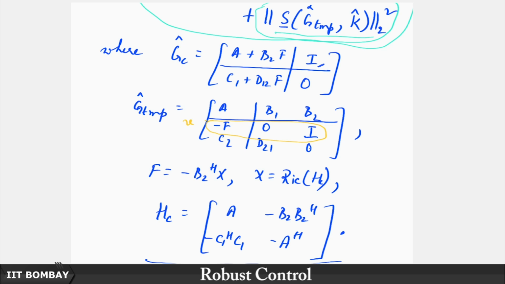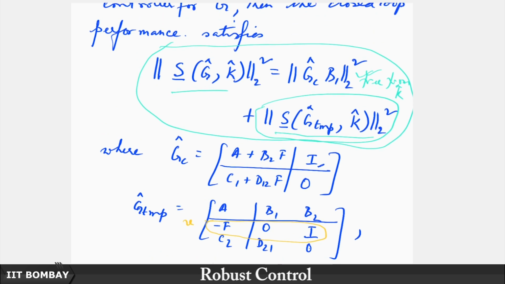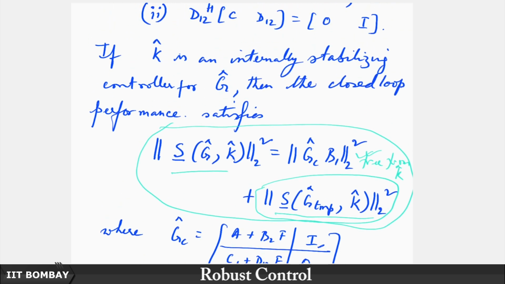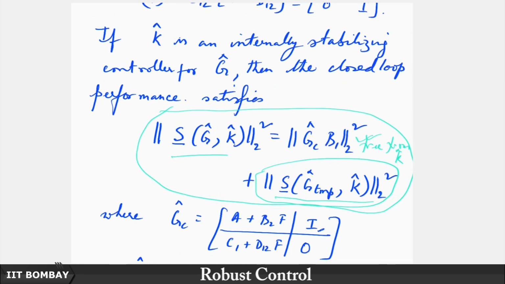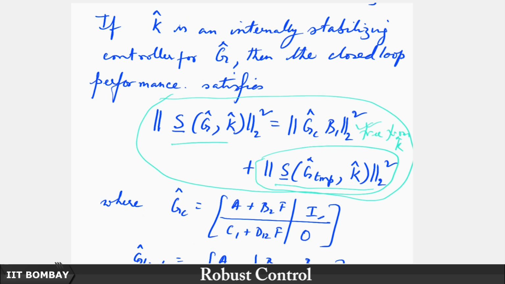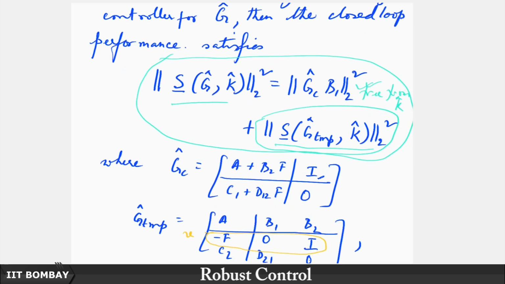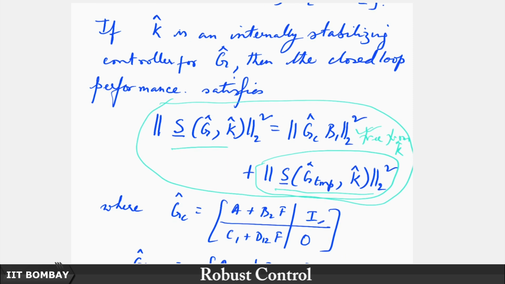From this Riccati equation, we can get G hat TMP and we can get G hat C. What is G hat C? Again, everything here is known because we have already evaluated F. Subject to this composition and this particular structure, if you connect this plant and this controller in the feedback path like so, then with this G_C standing as a controller, here is what you get. The performance norm is given by this.